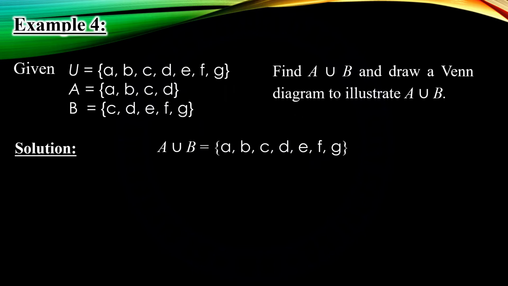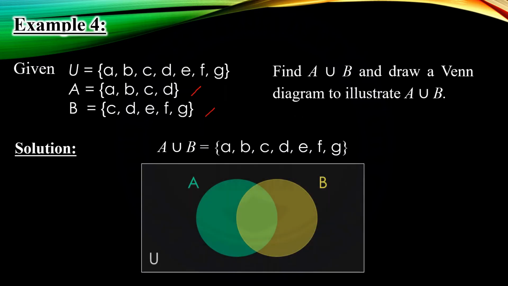A union B contains A, B, C, D, E, F, G because we consider all the outcomes of set A and set B. And here is the illustration using the Venn diagram. Both set A and set B are shaded since all outcomes found there are considered. So we put the elements.